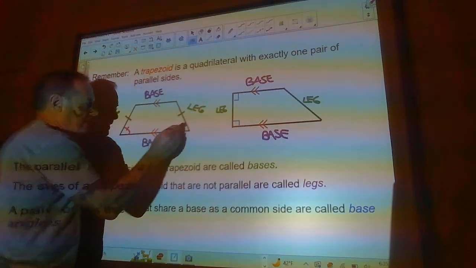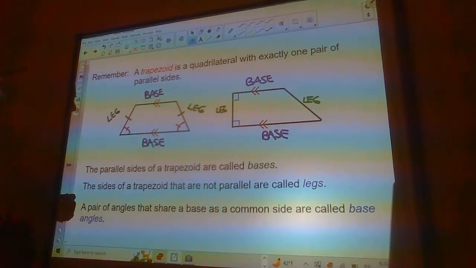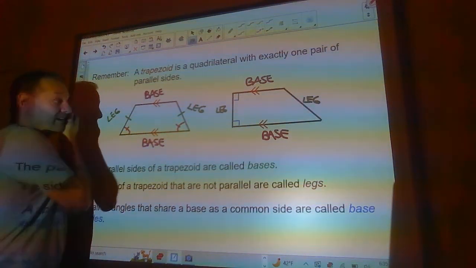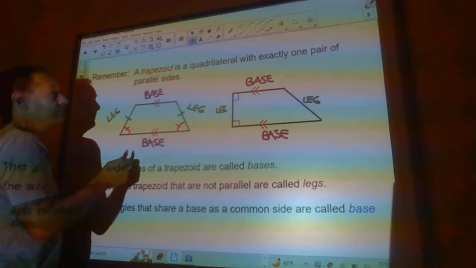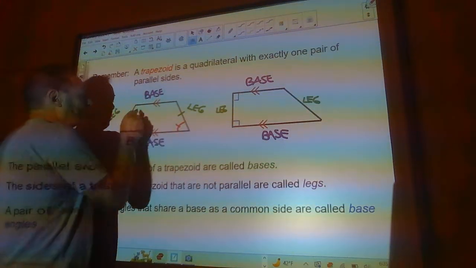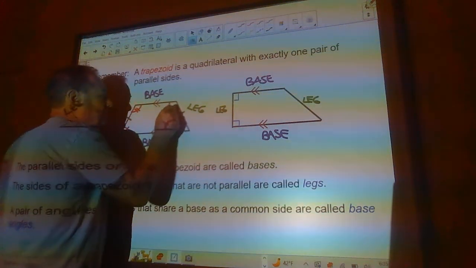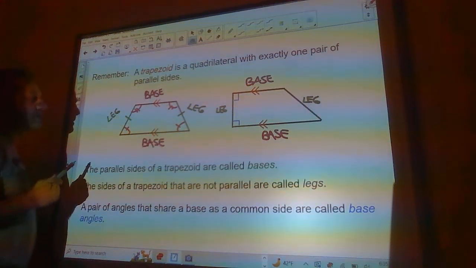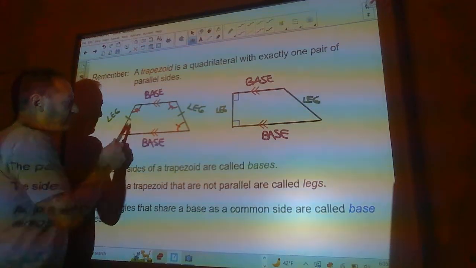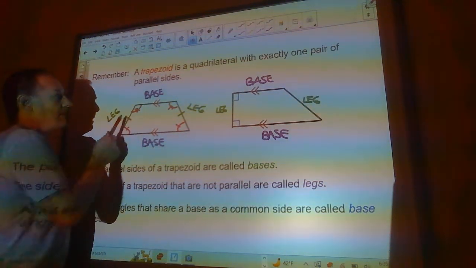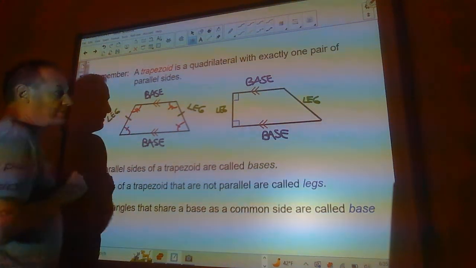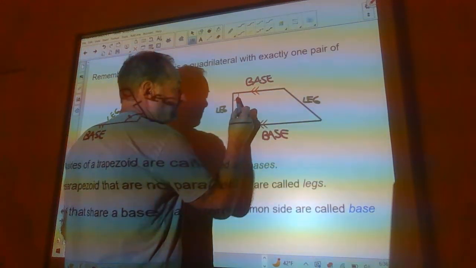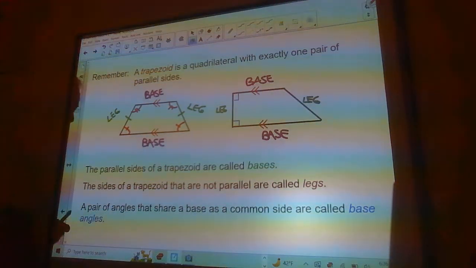These two angles right here are base angles. And in this case, since this is an isosceles trapezoid, they're equal. And then also these would be base angles, and again, since it's isosceles, those are going to be equal. Now, these two here would not be base angles because they don't share the same base. So base angles here would be this angle and this angle, and base angles here would be this one and this one.